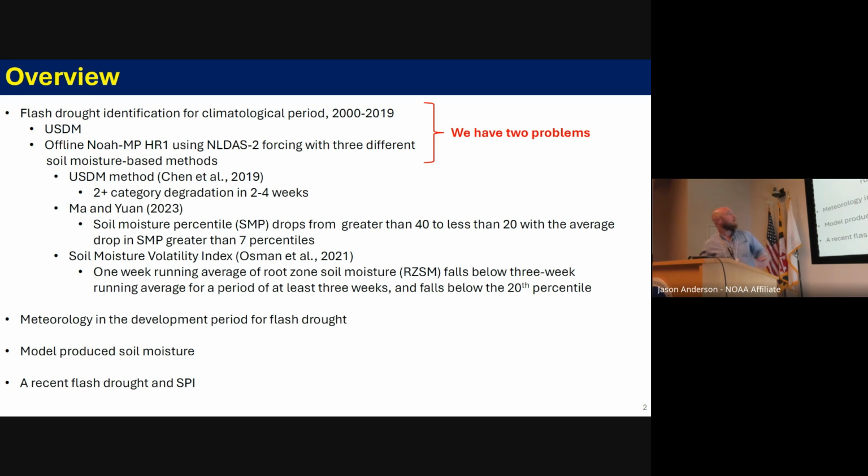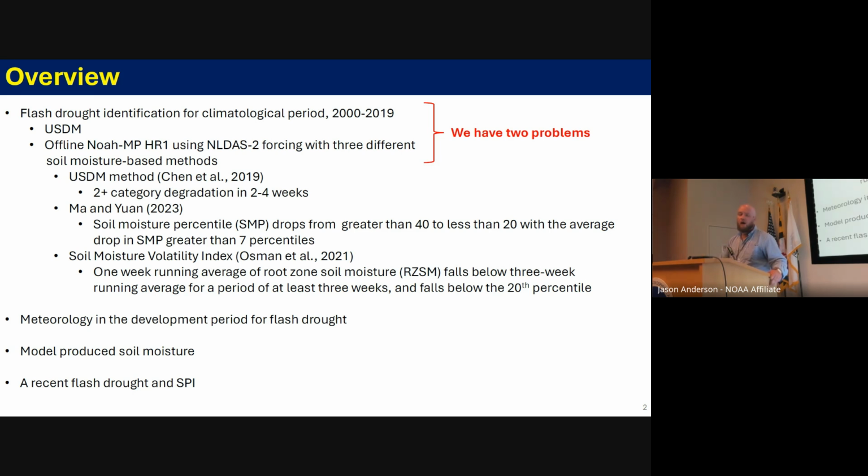So to circle back, let's look at the 3 flash drought methods that we're going to use in comparison to the USDM. We're going to use the USDM method from Chen et al. 2019, and it requires a 2+ category degradation in the USDM category, so D1 to D3 in a 2 to 4 week period.